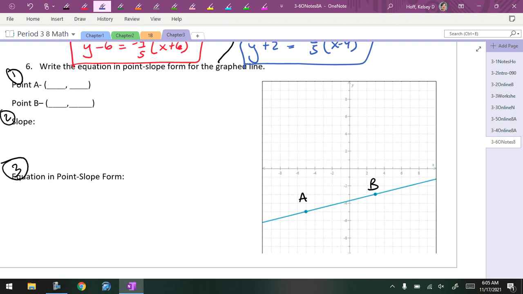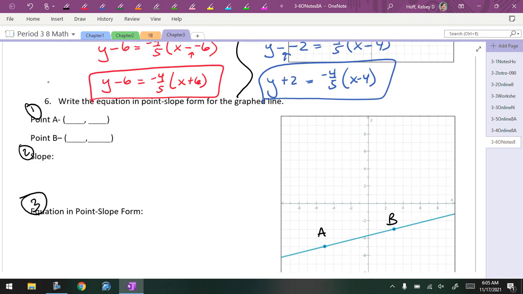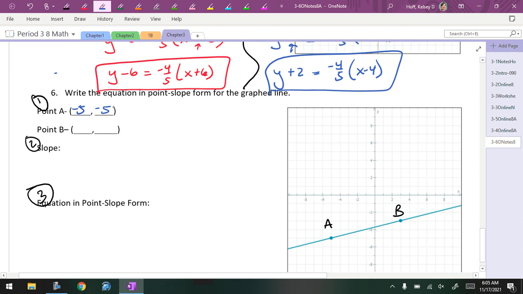If I write down my coordinates, A would be at -5, -5. B would be at 3, -3. So my slope, if I label these x and y so I don't forget, would be -5 minus -3 divided by -5 minus 3. Be careful because when they have the same coordinates, it's super tricky, so make sure you keep track of that. These two negatives really mean I'm adding, so -5 plus 3 would be -2. -5 minus 3 would be -8.